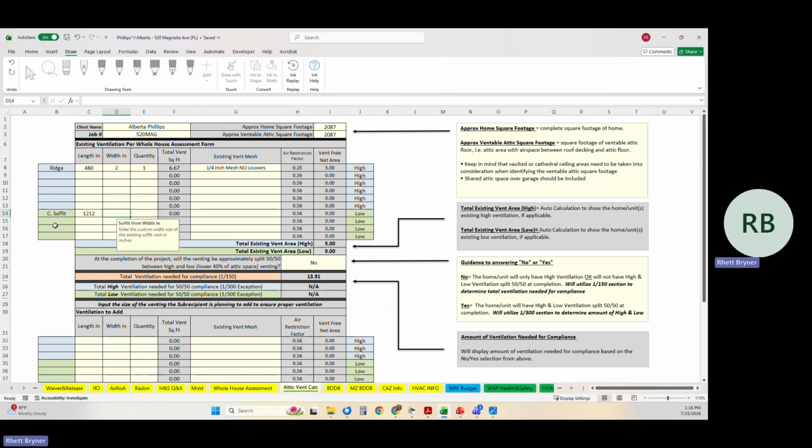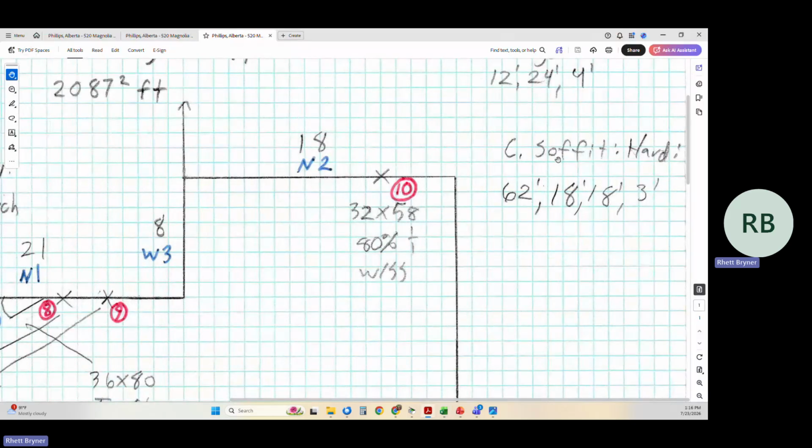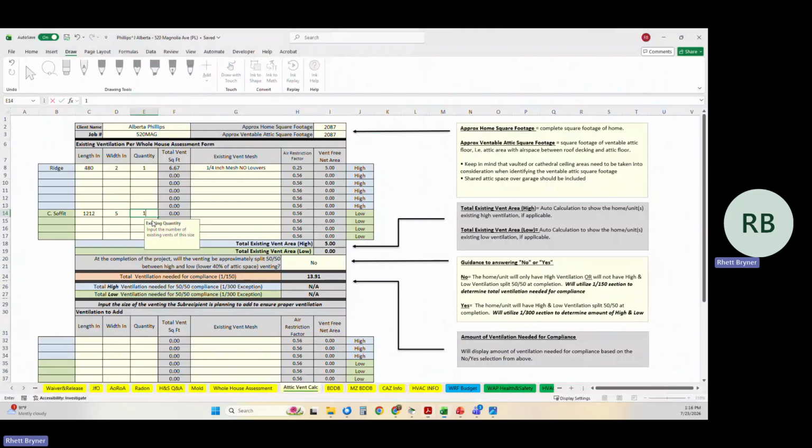Now, hardy soffit is always 5 inches wide. I know that just from how many times I've checked them. So feel free to measure it when you're doing the inspection if you'd like. Again, I'm going to put a quantity of 1 because I added all these together. You can do them on separate lines if you want to. That's up to you.